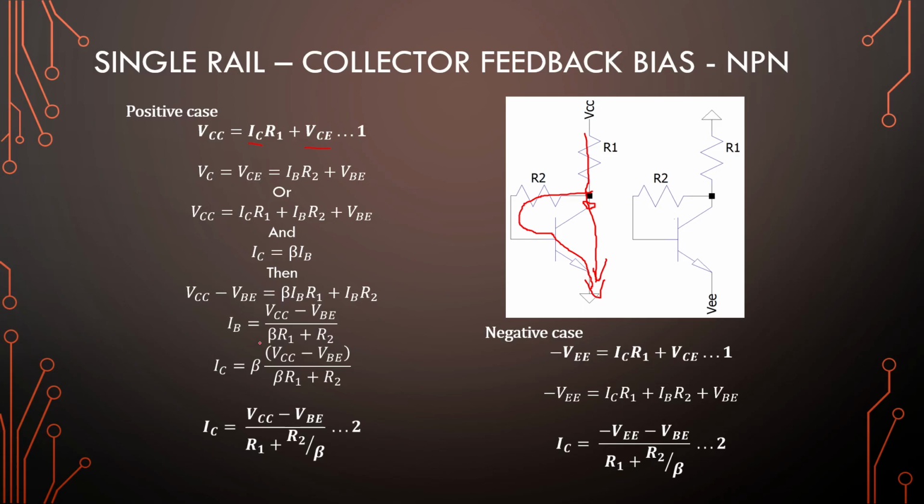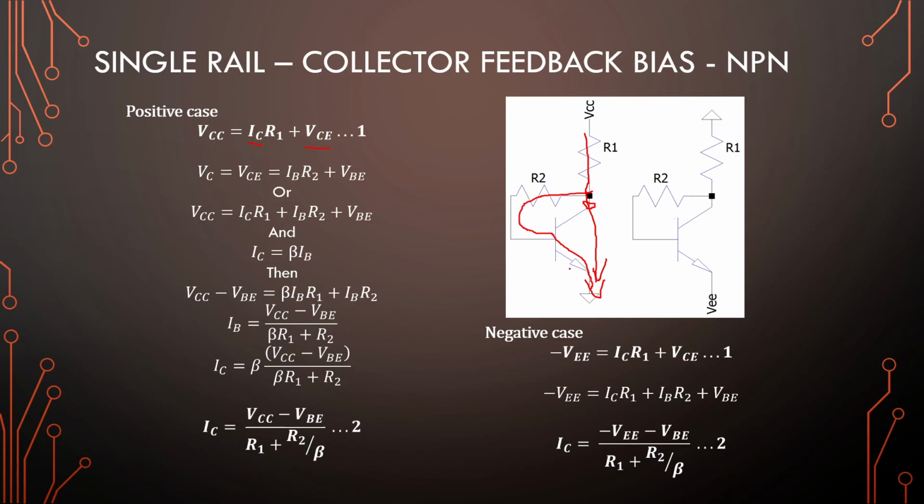Converting it to a collector current, we multiply this entire equation with beta. So our beta on top and the beta at the bottom can cancel out, and we have R1 plus R2 over beta at the bottom. So the effect of beta becomes less in these equations. If R1 is much greater than R2 over beta, our beta dependency will be gone.